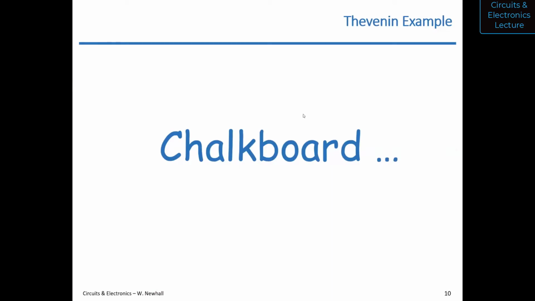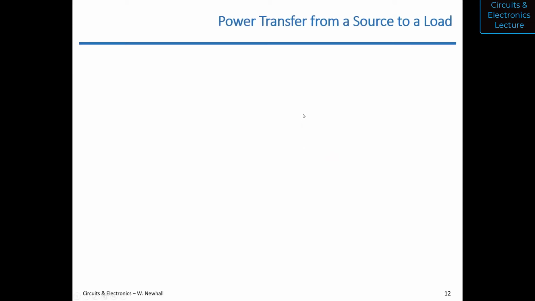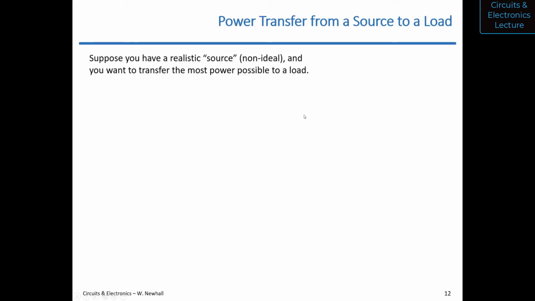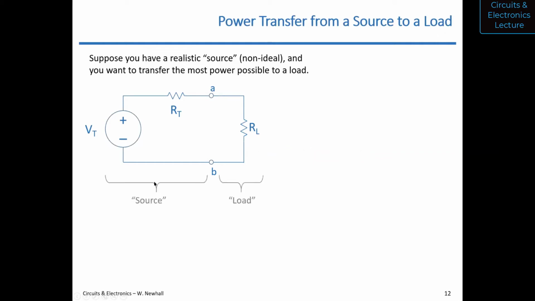Okay, so what I want to do now is talk about, let's suppose you have a source. By source here, I don't mean an ideal source. I'll explain that in a second. Suppose you have a battery or a sensor, like a temperature sensor, a weight sensor, or maybe an antenna. That's a realistic source, and realistic sources look like a Thévenin-Equivalent.